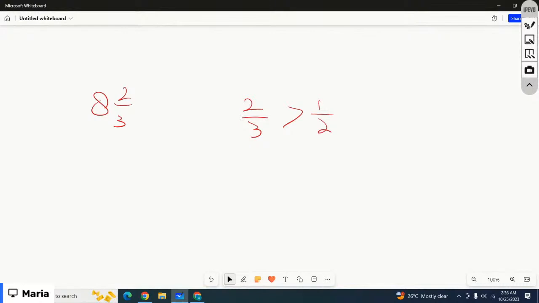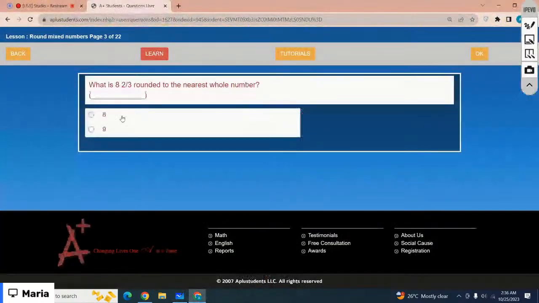2 over 3 is greater than 1 over 2, right? So it would be rounded off to 9. The correct option is 9.